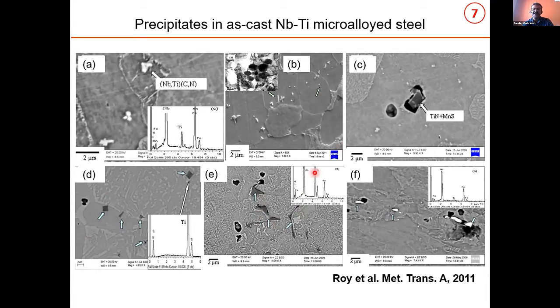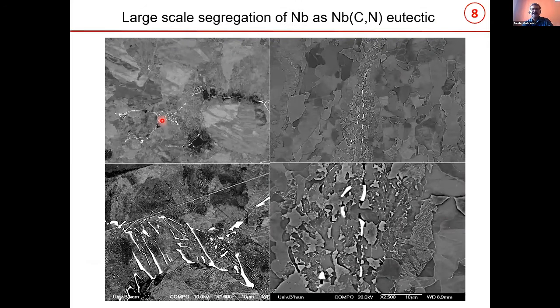If you see EDS, these are titanium rich with lower niobium, and these are niobium rich with a small amount of titanium. So these are quite coarse. And if you see the slab center, very large particles of niobium precipitates segregate, and sometimes eutectic of niobium carbide or niobium carbonitride have been found. And these kinds of things have been reported for quite a long time.